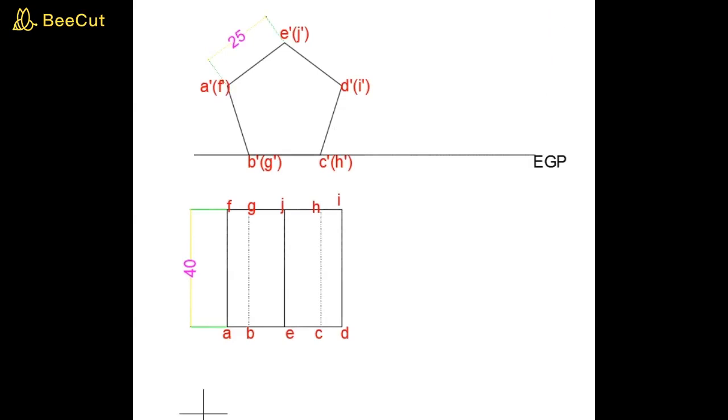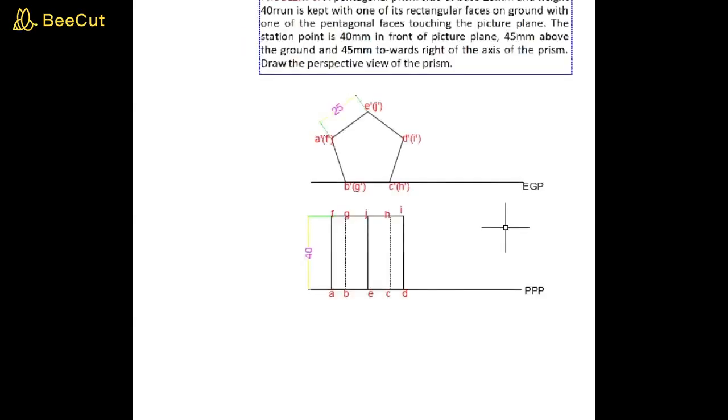Since that line is passing through the front edge, it is given that one of the pentagonal faces is passing through the picture plane. So you can draw the PPP line like this. It is the PPP line. Okay, now you have to draw the central plane and mark S dash and S.